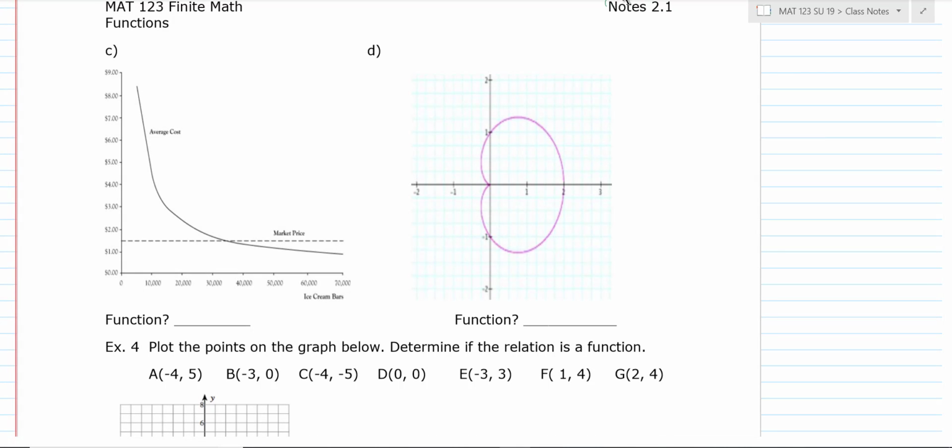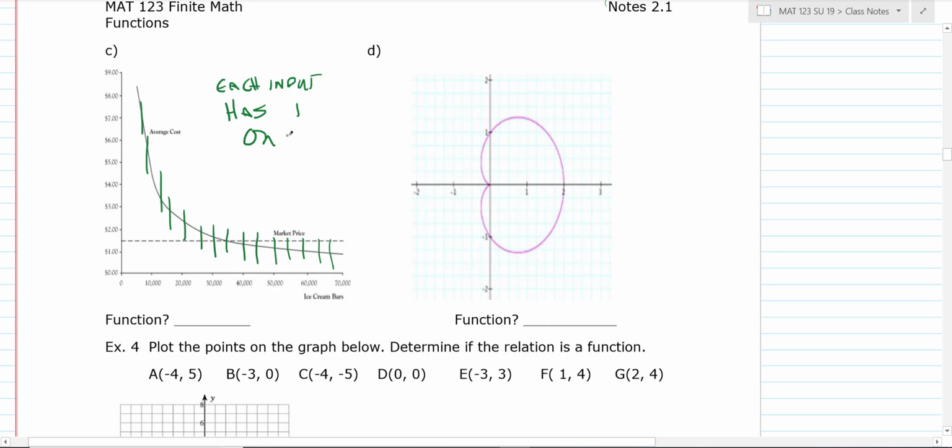Now this one is more like a business example. These are ice cream bars, the number that's being produced, and I guess this is the average cost of this. Well, if you did vertical lines, can you find a vertical line that will go through 2 or more points? Doesn't look like you can. So that again means that each input has one and only one output, so that's a function. Okay, so that one is yes. That passes the vertical line test. How about the next one? What do you think? Okay, that's a no.